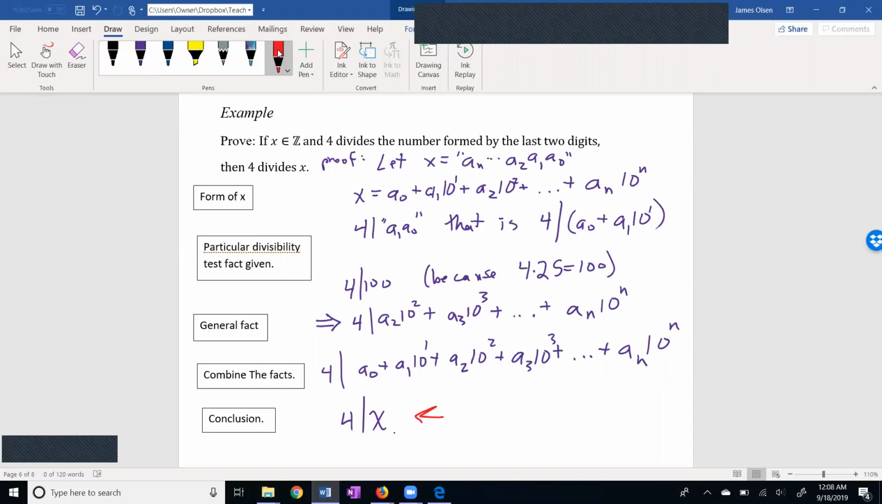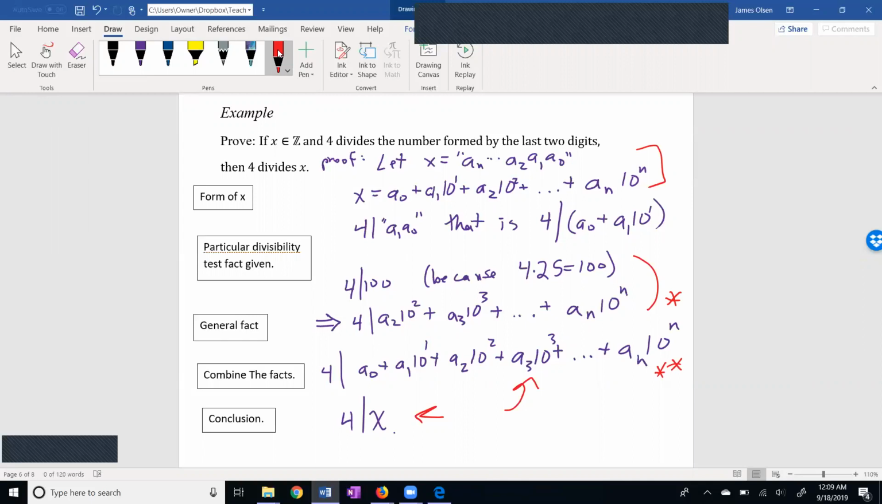We would set up x. The form of x would stay the same. And I would come up to this statement. The general fact is true. This general fact that 4 divides 100 and 4 divides from the a2 term on. Then what I would do is do a linear combination of this line and this line.